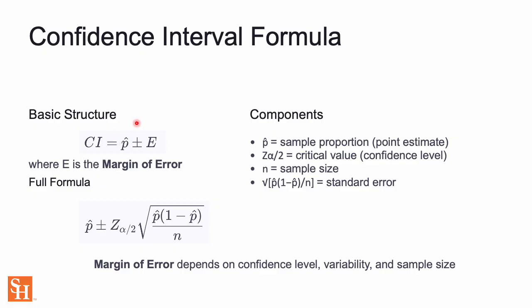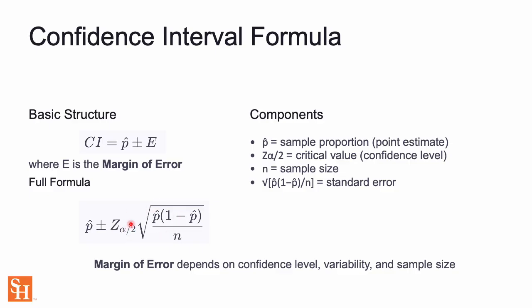Now for this formula we have P hat here, which is the sample proportion. Since we are dealing with proportion, instead of using sample mean, we have to use sample proportion, plus minus the margin of error. And how do we define the margin of error for the sample proportion? This is the formula for the margin of error.